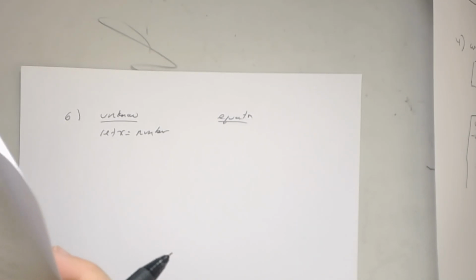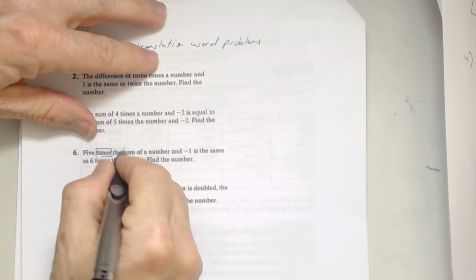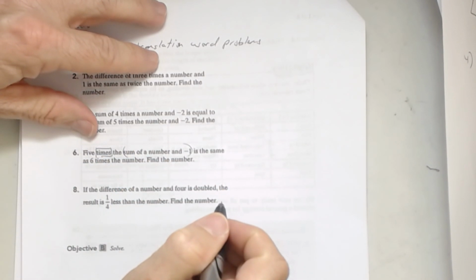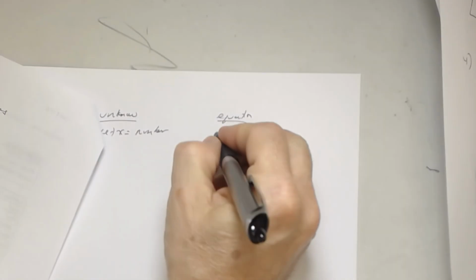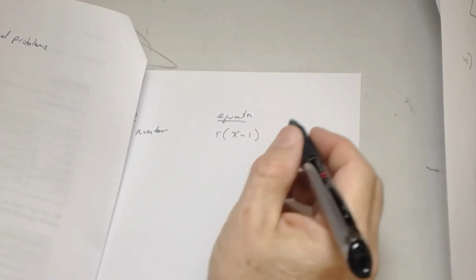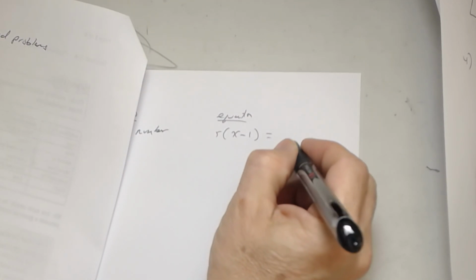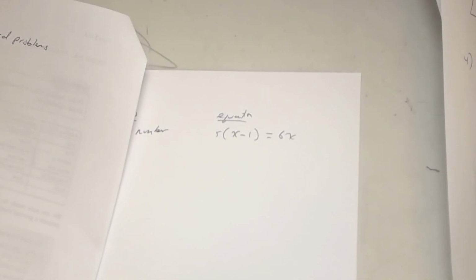All right, be careful with this equation. It says 5 times the sum of a number and negative 1. 5 times, and then the sum of a number and negative 1. 5 parentheses, good. X minus 1, or x plus the negative 1, which is a good idea to write as x minus 1, is the same as, what is that? 6 times the number, so what's that part? 6x. So there's your equation.